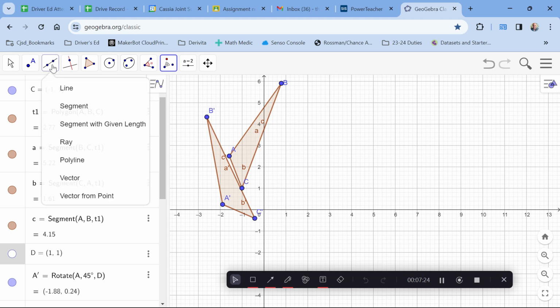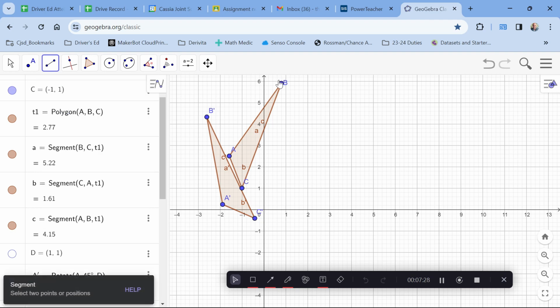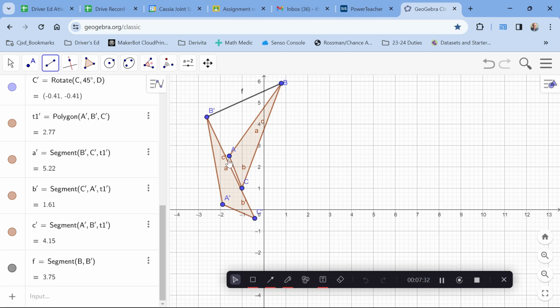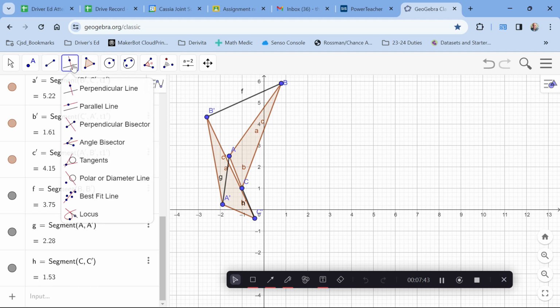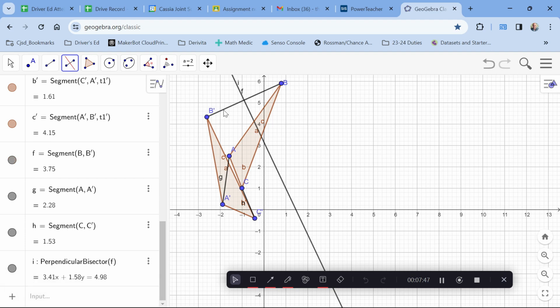Well, guess what? This is where perpendicular bisectors are going to come in handy, because if we connect the segments like we did before, right? I want you to watch this. When I connect these segments, then I find the perpendicular bisectors, again, of the segments, and watch what happens.